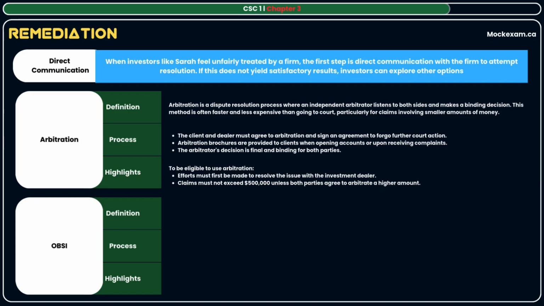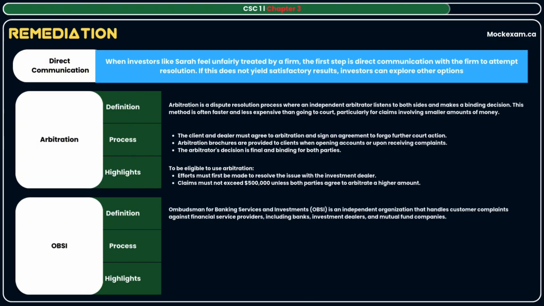The other option is going to OBSI. Who or what is OBSI? OBSI is an independent organization that handles customer complaints against financial service providers, including banks, investment dealers, and mutual fund companies. How does OBSI work? Investors approach OBSI only after exhausting resolution efforts. I mean, they tried direct communication, they tried arbitration, and then they try OBSI, okay? OBSI investigates the complaint and provides a resolution recommendation.